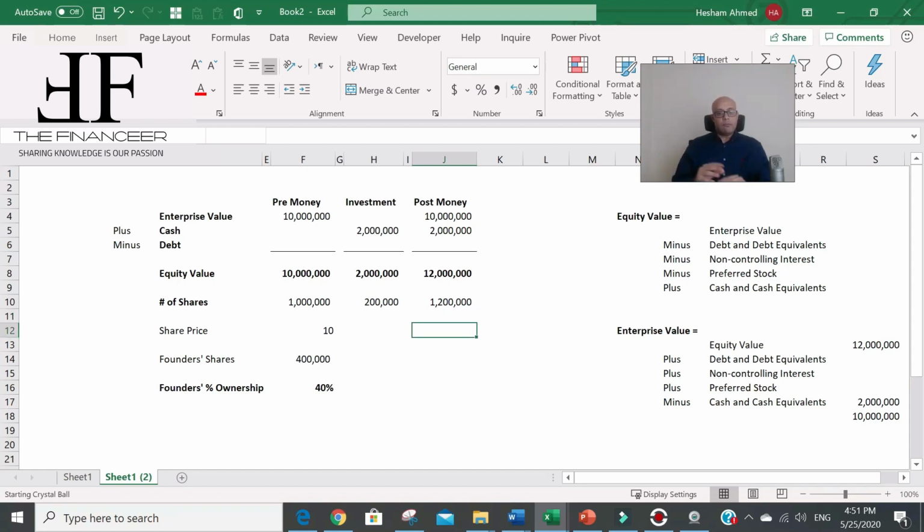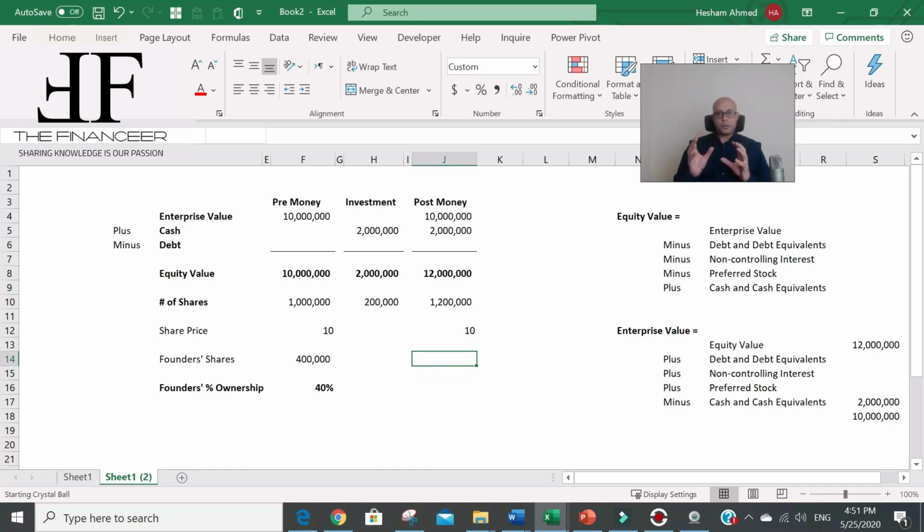Okay, now how about the share price? The share price will be the same, because you are going to divide the equity, which is 12 million, by the 1,200,000. So the share price will be the same, $10. Clear.